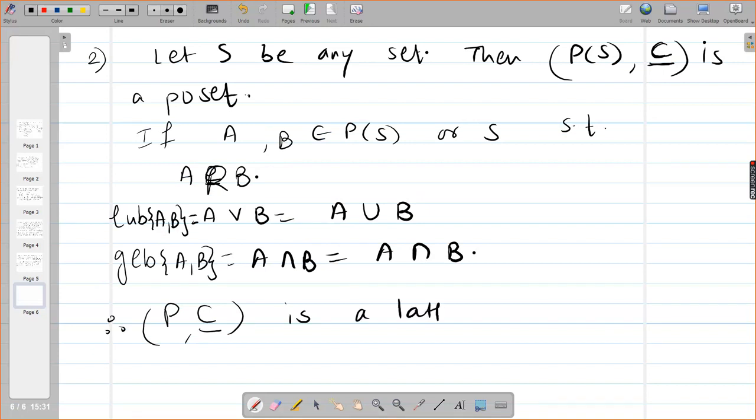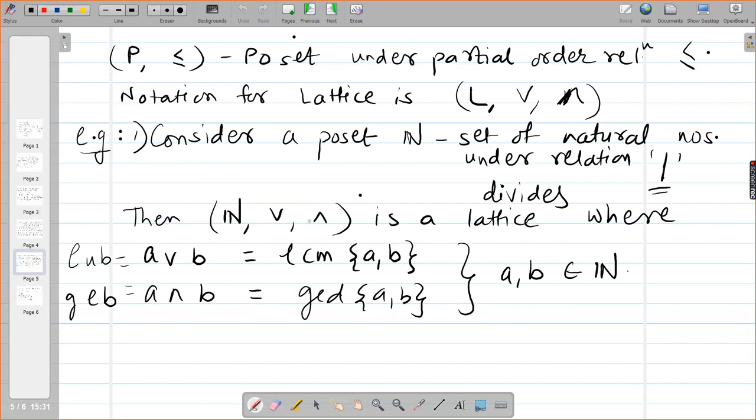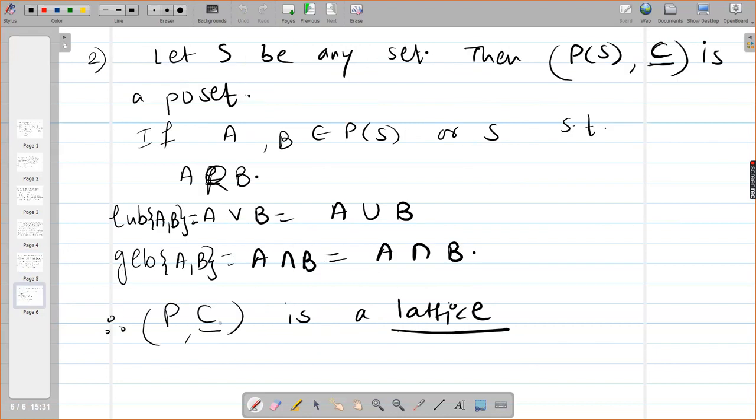Yes. For every pair, join and meet should exist, LUB and GLB should exist, only then will that poset be called a lattice. In the previous example I could have written N comma divides is a lattice. We can write this as a poset and we can say it is a lattice. And P of S comma contained in is a lattice.